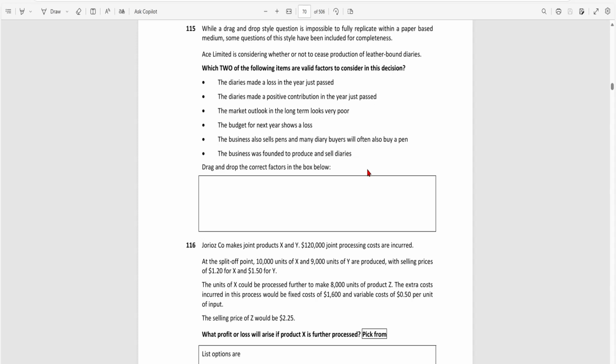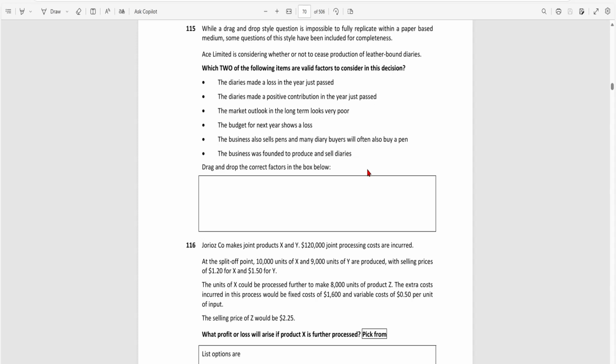So second last, the business also sells pens and many diary buyers will often also buy a pen. So basically, the business sells pens and the diary, but the buyer will often also buy the pen. So this seems to be relevant because the company is selling two products, and if most of the buyers are visiting the store for that product, it's better to continue those products rather than manufacturing the one that has no demand in the market, right? So second last seems to be feasible.